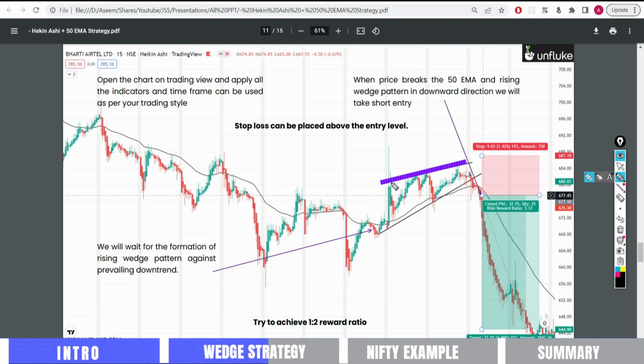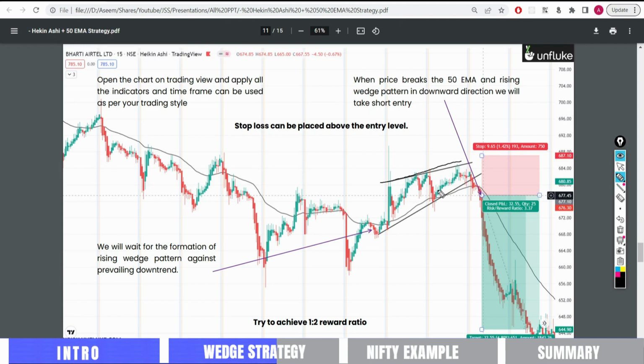We are able to find the wedge. I'm showing you on Bharti Airtel again on a 15 minutes time frame. You can do this strategy both intraday and positional. If you get a morning entry, we can do it in intraday also. But if you get like a 2 p.m. entry, you can just hold the trade for positional also.